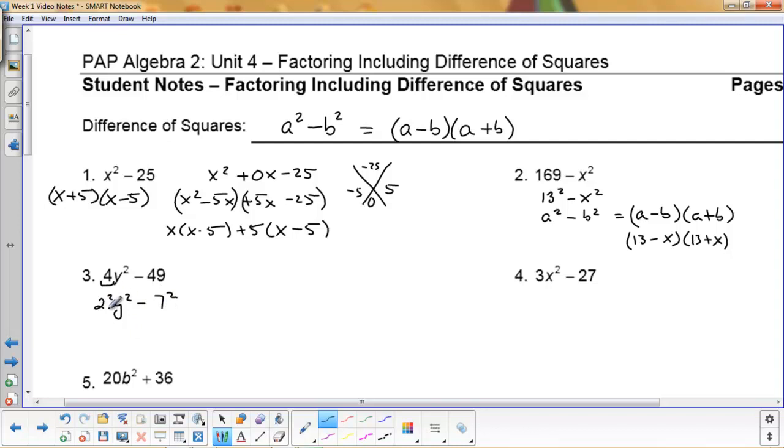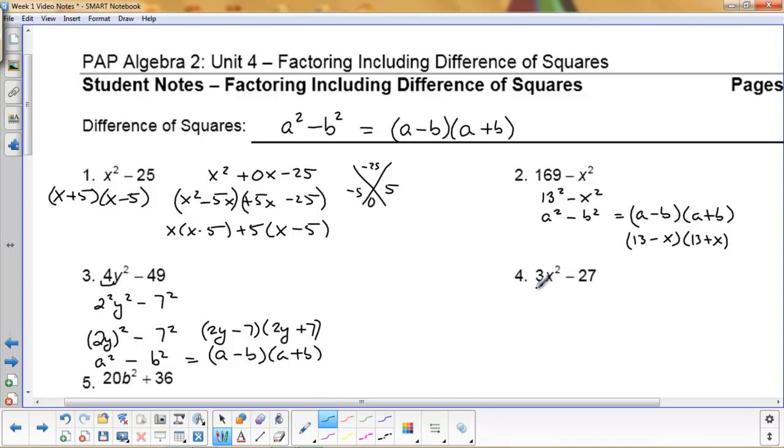I'm going to go ahead and use properties of exponents here, and I'm going to write this as 2y quantity squared minus 7 squared. I'm going to use that same strategy again. A squared minus b squared equals a minus b times a plus b. Well, if 2y squared is a squared, then 2y is a. So the first answer is 2y minus 7. The second answer is 2y plus 7.